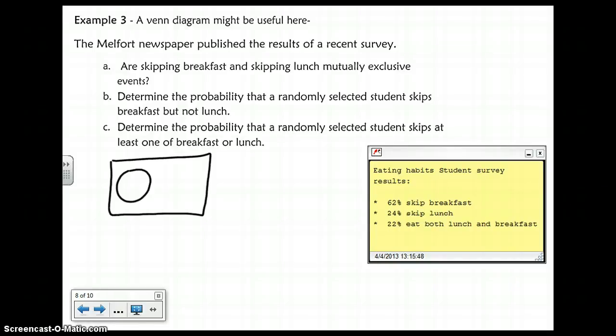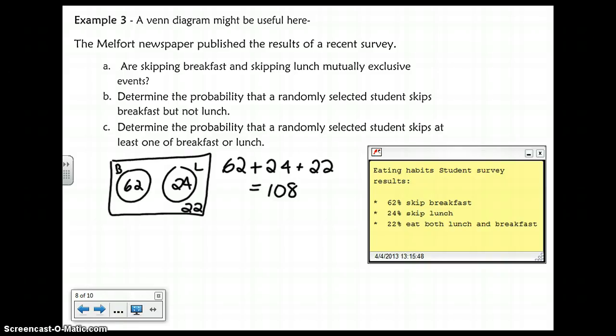So let's assume that these are mutually exclusive and that 22% eat both, 62% skip breakfast, and 24% skip lunch. So if this is mutually exclusive, what should all of these things add up to? 100%, exactly. So 62 plus 24 plus 22 equals 108, actually. So that means there is some overlap. How much overlap? 8%. Good.